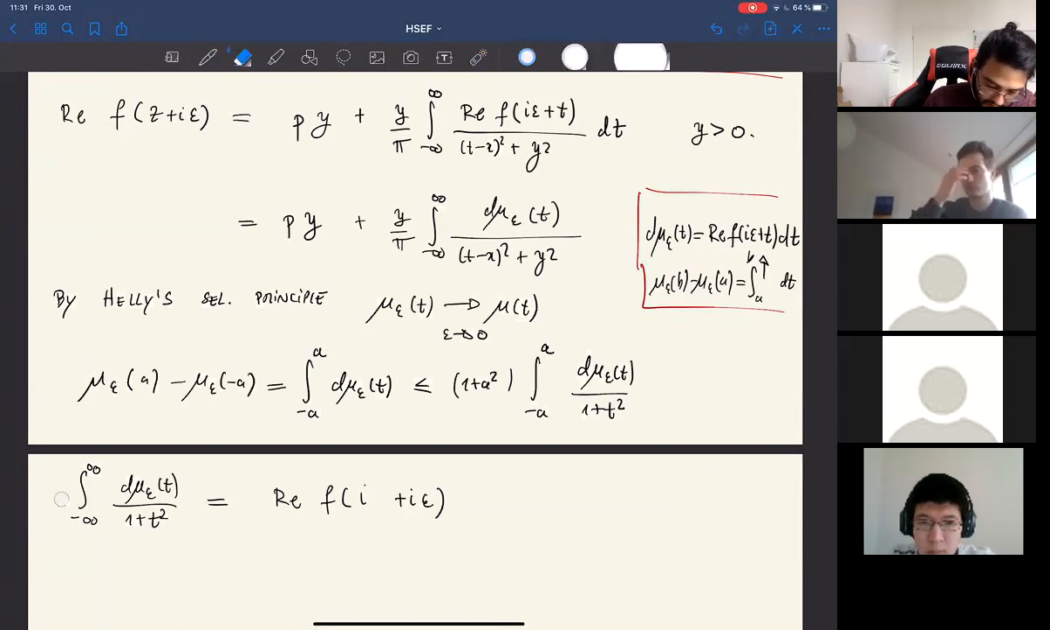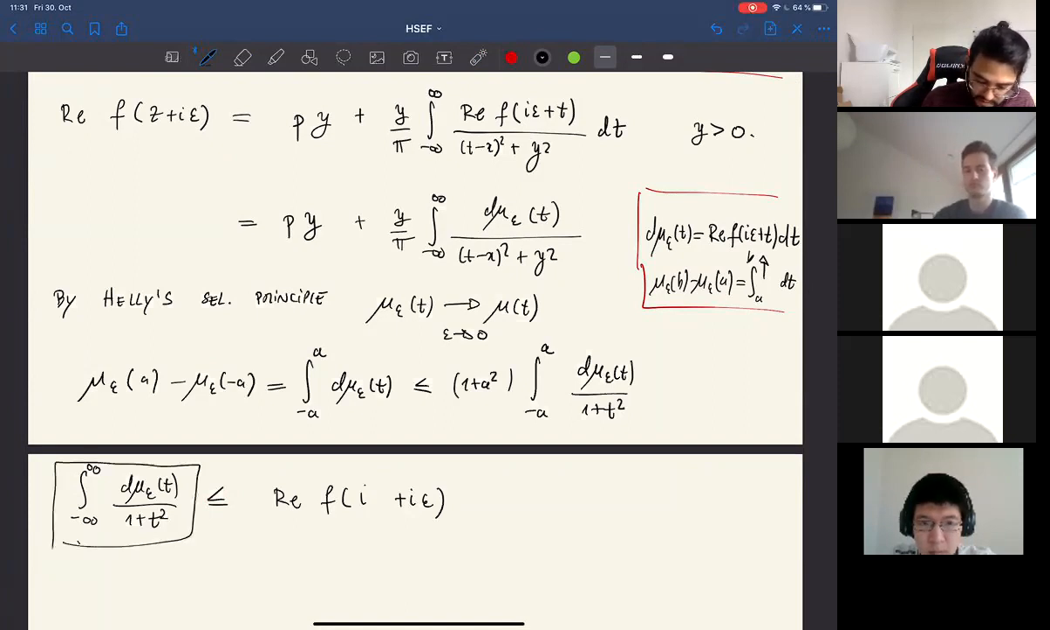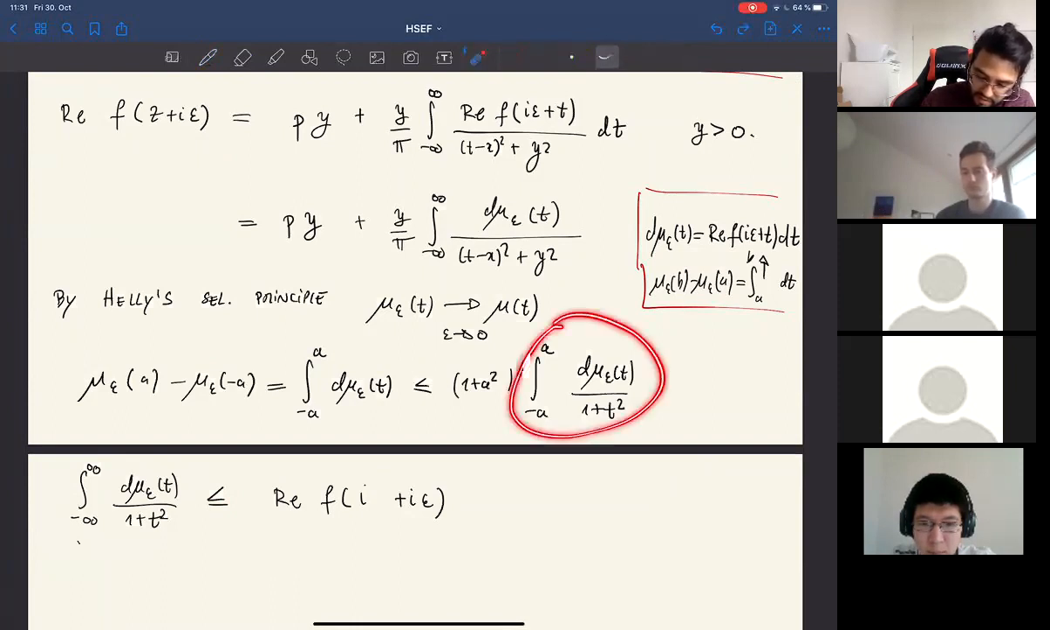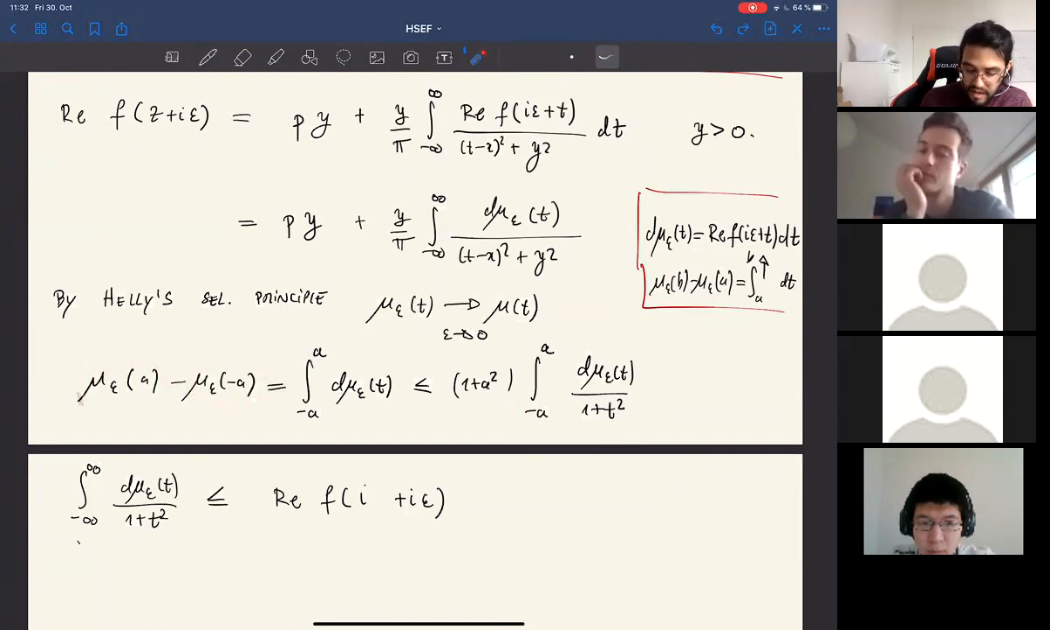So in particular, this is true. Okay, so this integral is uniformly bounded, because when epsilon goes to 0, this is just the real part of f of i, which is a number. So this thing is uniformly bounded for every a, which means that each one of these guys is uniformly bounded. So then I can apply Helly's selection principle. Okay.